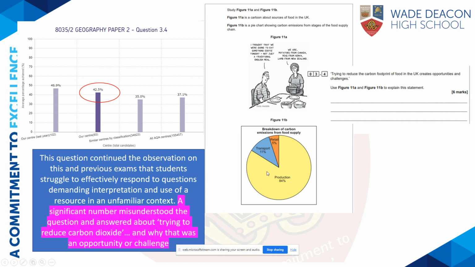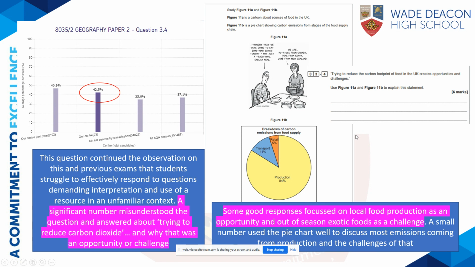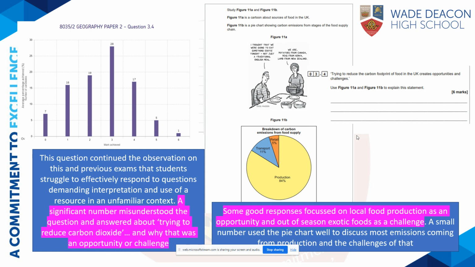So the examiner's observation on this: as in previous exams, the students struggle to effectively respond to questions demanding the interpretation and the use of a resource. A significant number misunderstood the question and answered about trying to reduce carbon dioxide and why that was an opportunity or a challenge. So trying to produce goods more locally and more sustainably was a good answer as well. Some good responses focused on the local production, as I said, as an opportunity, and out of season exotic foods as a challenge. And our scores were half marks, really. Again, level 2s rather than level 3s.